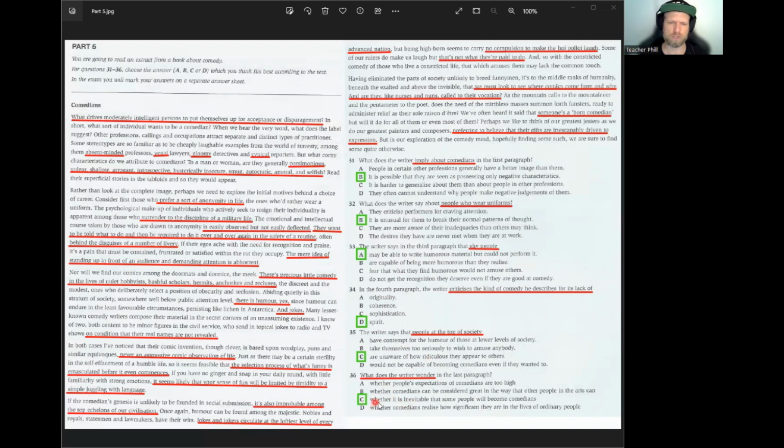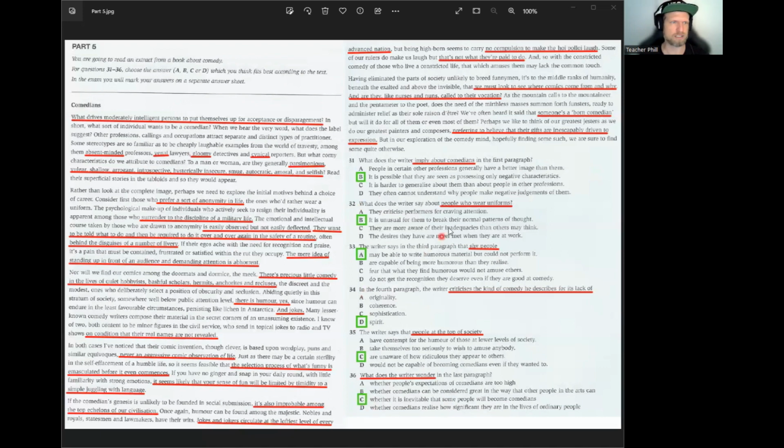I think the writer wonders whether it is inevitable that some people will become comedians. So he talks a lot about this destiny, this calling that some people have. He talks about nurses and nuns. He talks about if someone's a born comedian, or preferring to believe that their gifts are inescapably driven to expression. So I think these are all good points that highlight this, that for some people, it might be just what they are born to do. So I'm very confident with this one.